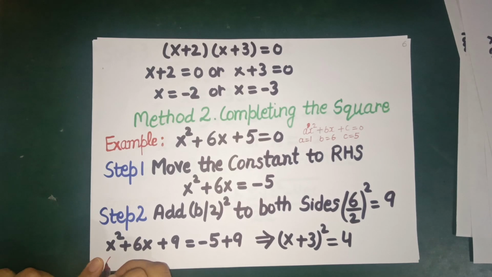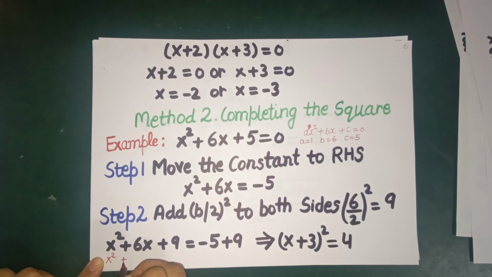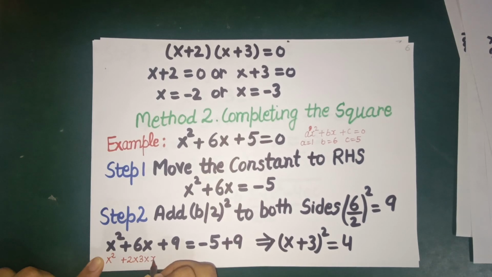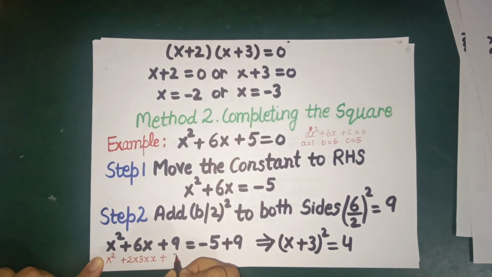this is a squared plus 2ab plus b squared.